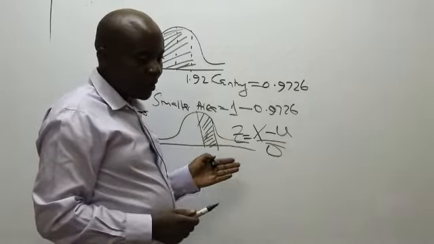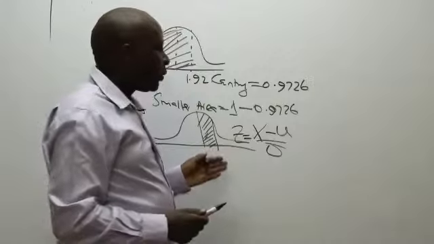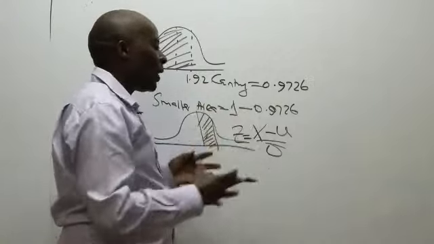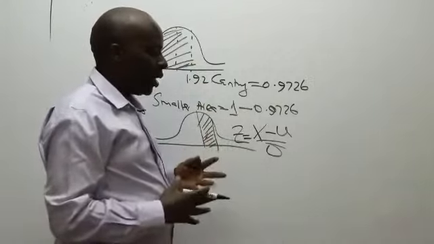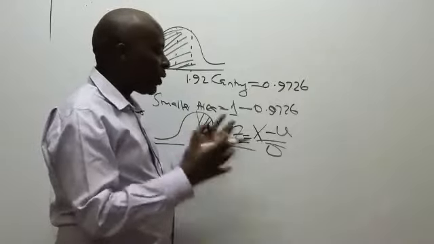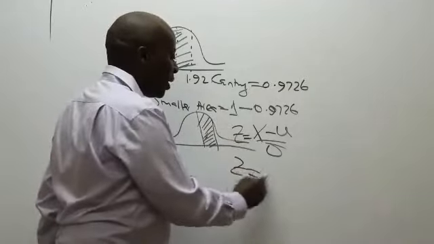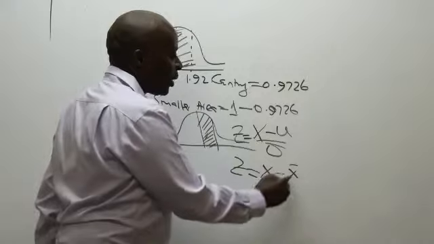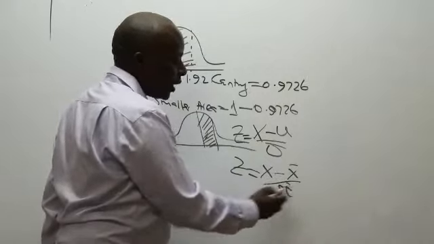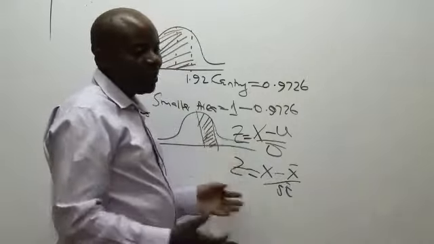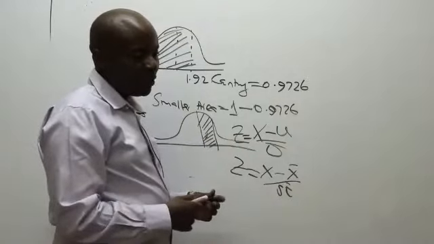But when, for example, you want to get a sample probability, when you're doing hypothesis testing, then you say Z equals X minus X bar divided by what we call the standard error. But these are too detailed for you.